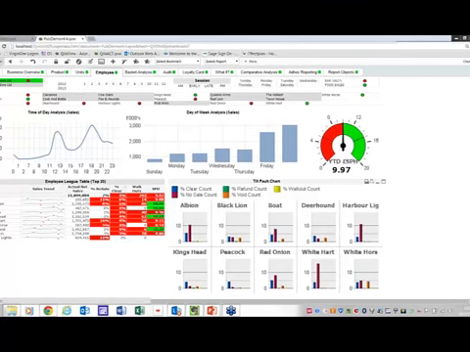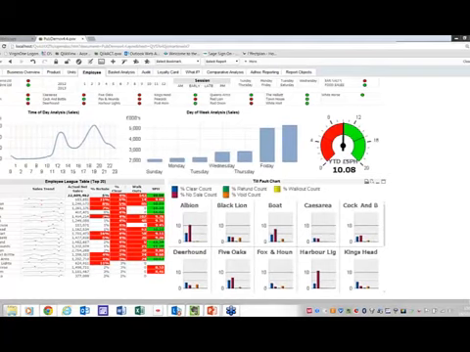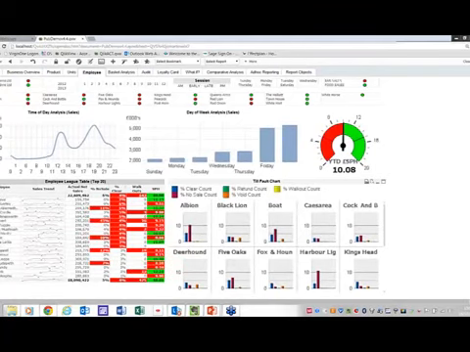So let me clear my selections. If I change this here to employee, this is an employee scorecard, if you like, a league table, and it's showing only the top 20. And I can sort by any of these headings.